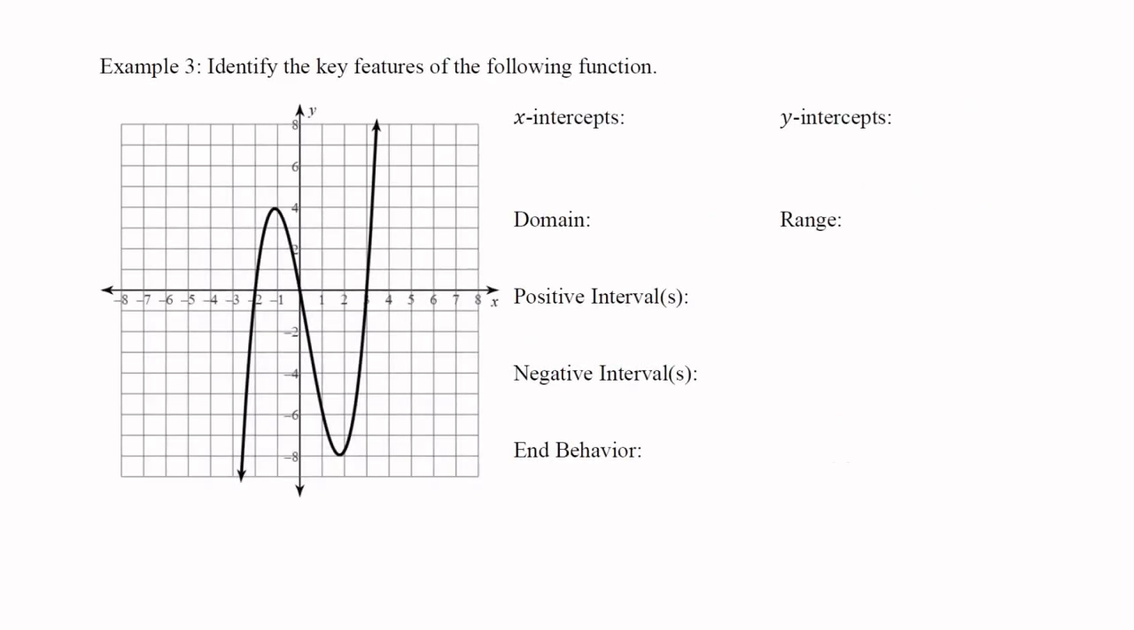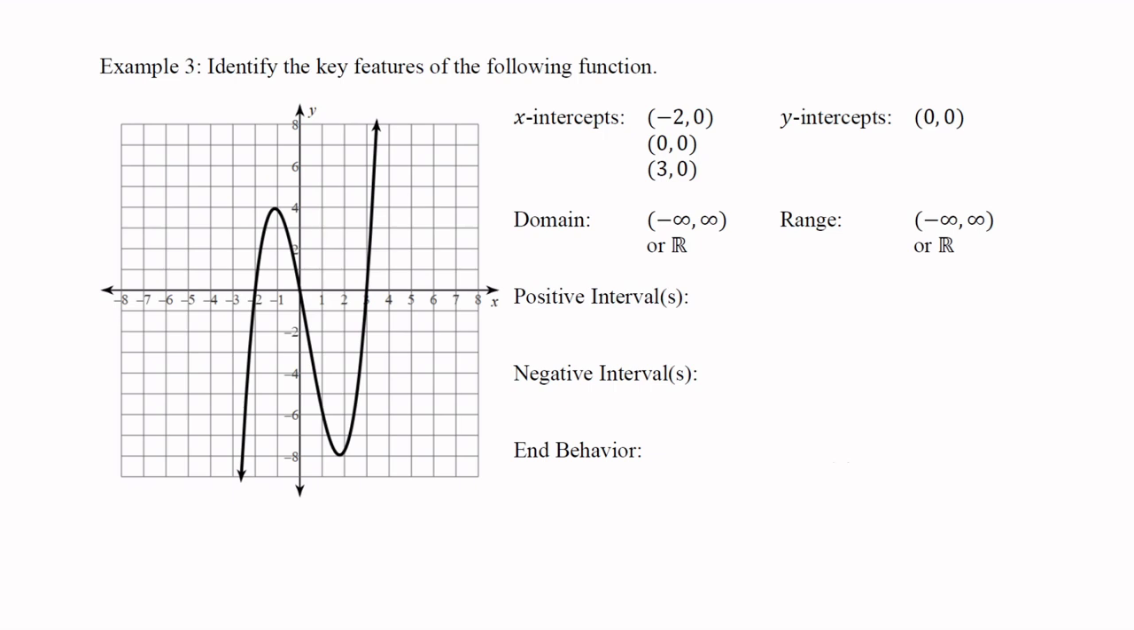For example 3, our x-intercepts, we actually have 3 of them. We cross the x-axis 3 times at (-2, 0), at the origin (0, 0), and at (3, 0). We have only one y-intercept, and that is also at the origin, (0, 0). We need the domain. The domain is negative infinity to positive infinity, which is an arrow on the left and an arrow on the right. One arrow is pointing down, the other is pointing up, so our range is also negative infinity to infinity.